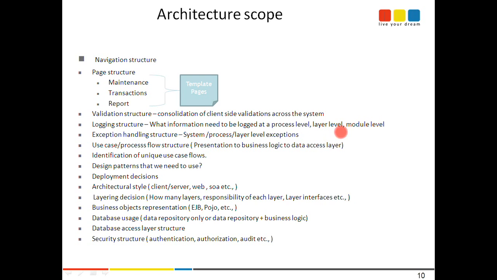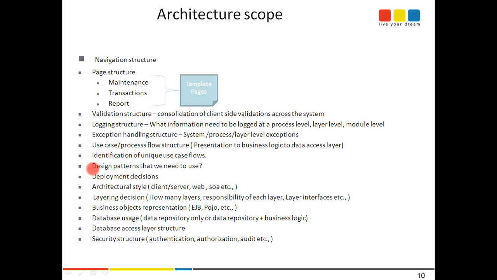The sixth one is the most important one. How many unique use cases do I have, and what is the process flow for each of the use cases, from the presentation to business logic to the data access layer? This is extremely important. Once you do that, you will have your software architecture complete for those use cases.